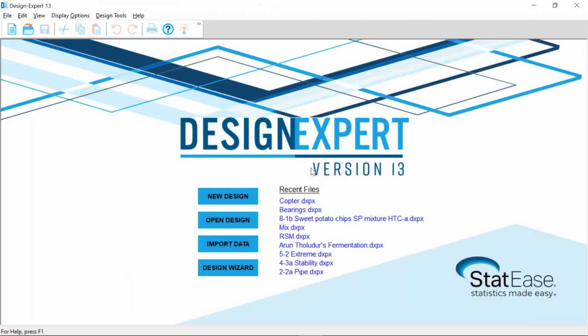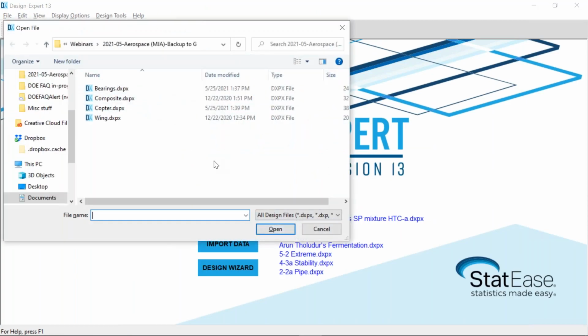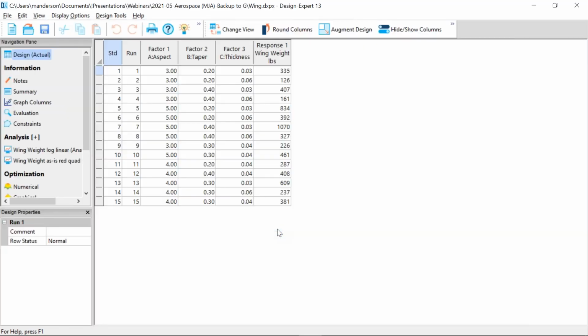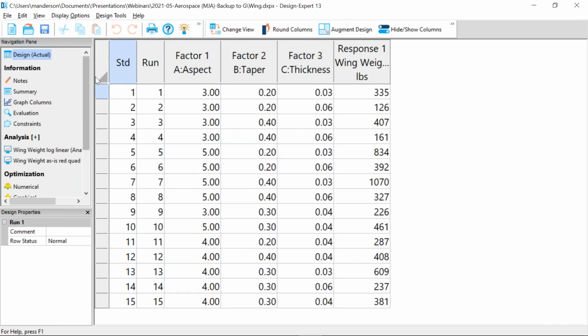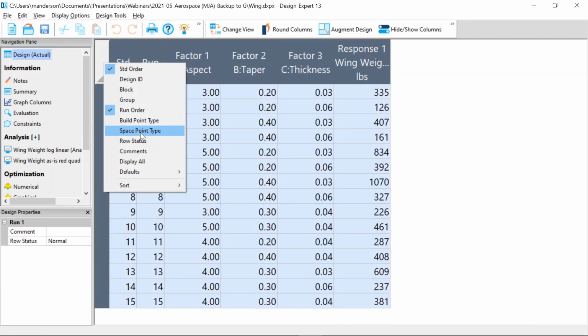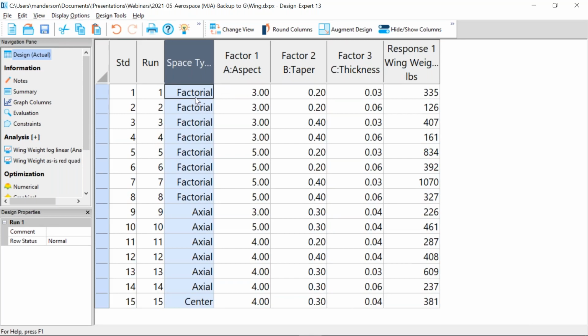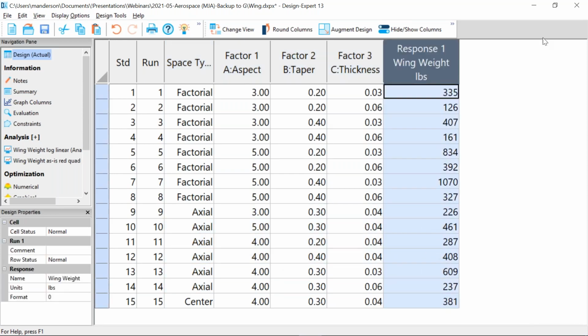So let me close this out and open up the wing case. And then I'm going to make this a little bit bigger, and I'm going to display the point type. So we can see, now this one is entered in the standard order because I didn't have the actual random numbers. So never mind that, it should be done in a randomized plan. And over here is the response, which is wing weight in pounds.